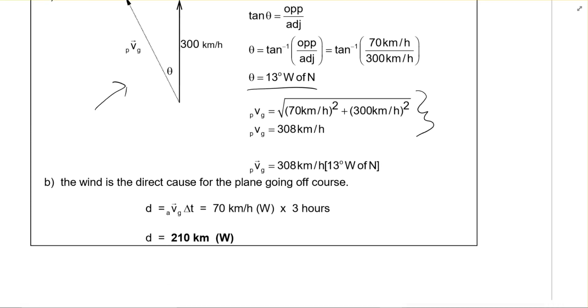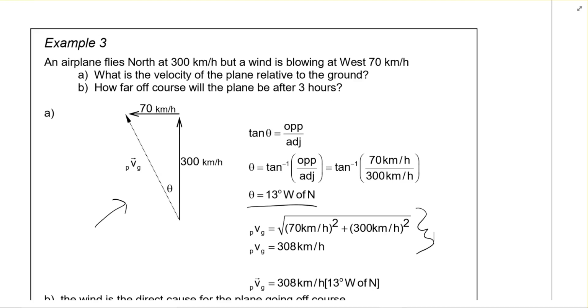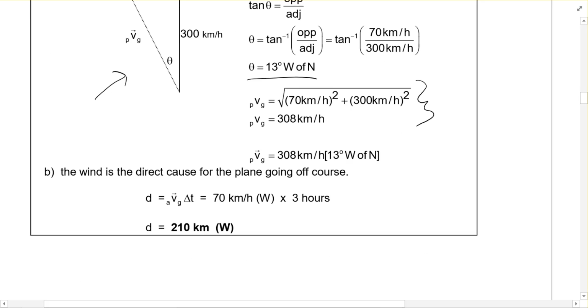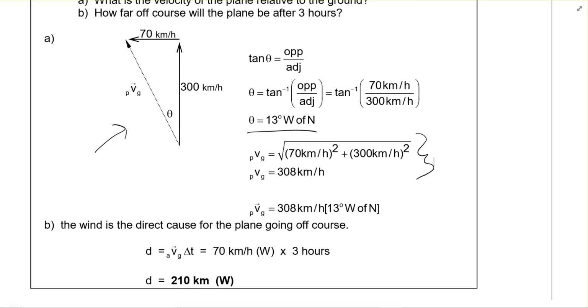Now, this part's a little bit different though. It says the wind is the direction causing the plane to go off course. This is part B: how far off course will the plane be after 3 hours? One thing to recognize here is that all of this relative motion stuff we're doing is only going to use one formula. It's going to be v equals d over t. And just think for a second why that's the only formula.